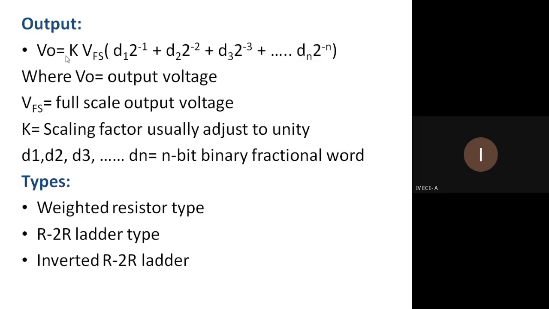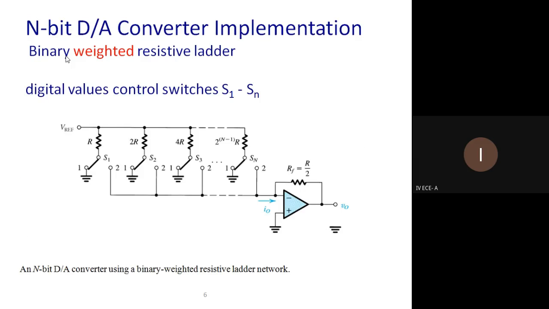There are 3 types of digital to analog converter circuits. First, the weighted resistor type. Second, the R-2R ladder type. Third, the inverted R-2R ladder type. Next, let us see the operation of all these 3 types.